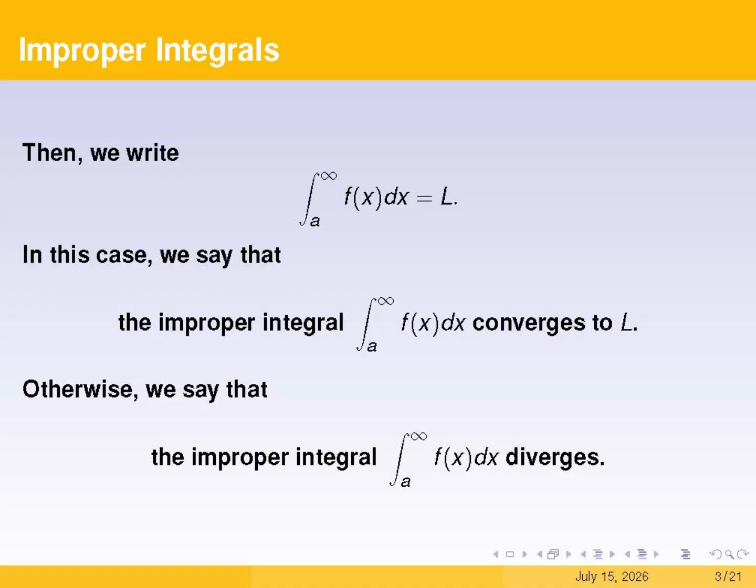If the limit of this definite integral converges to L, then we say the improper integral converges, and its value is simply L. On the other hand, if the limit diverges, we say the improper integral diverges.